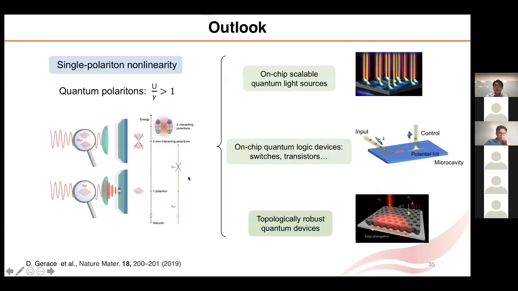So since we know that one of the main advantages for polariton system is that they have some strong nonlinearity from their excitonic component, in this case, one of the promising directions for this field is to reach a very strong nonlinearity up to single particle regime that actually can create quantum polaritons to bring all the things into quantum regime. And this feature can be further used to create, for example, on-chip scalable quantum light sources or those quantum devices, quantum switches, transistors, as well as topological robust devices.